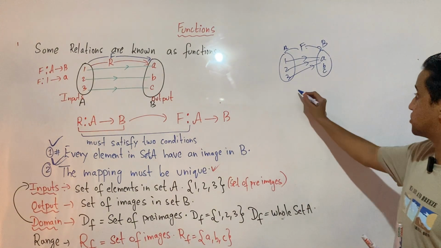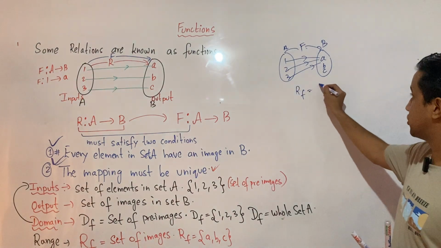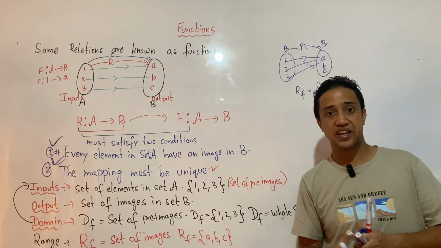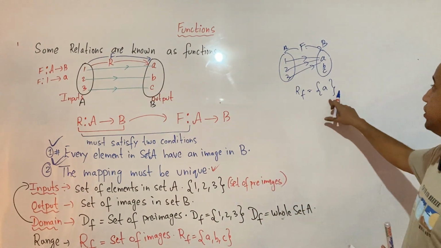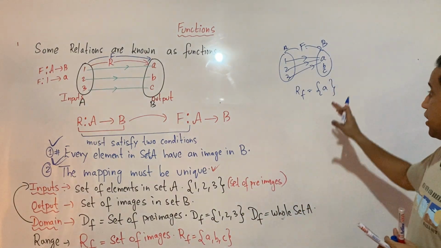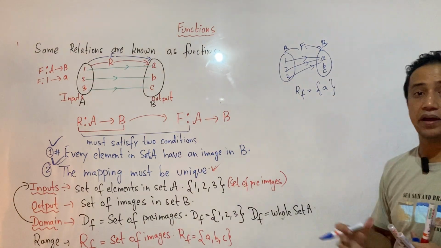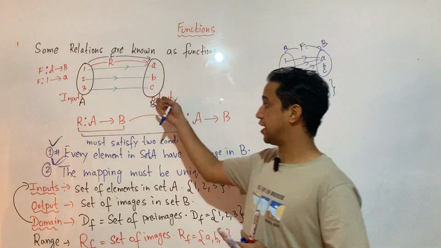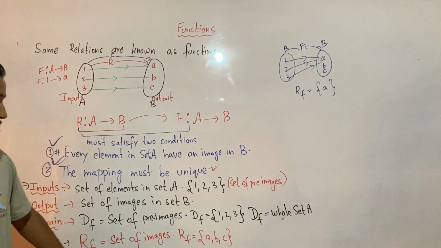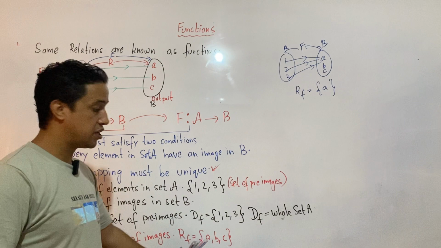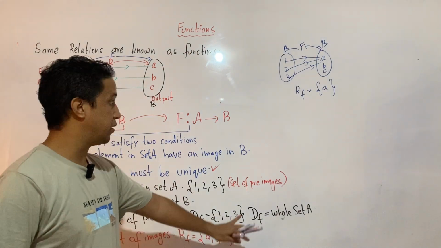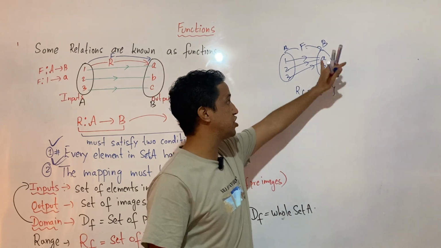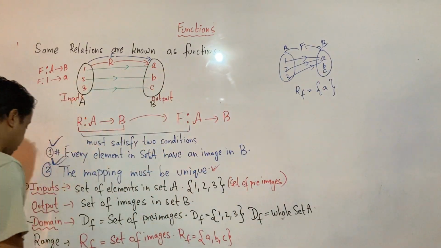But in this case your range Rf is going to be just one element, which is A, because it contains the set of images, and we have only one element that represents the image. In the other case, we have three elements in set B that represent the image, so the range is element A, element B, element C. But in this case, the range would be just one element, which is A. I hope you understand my point.